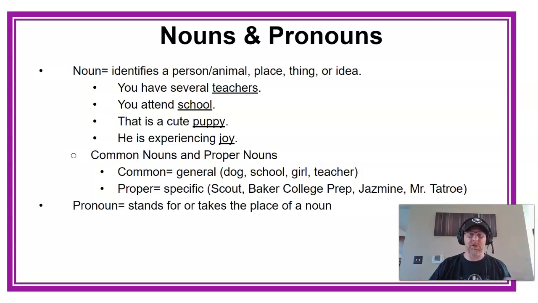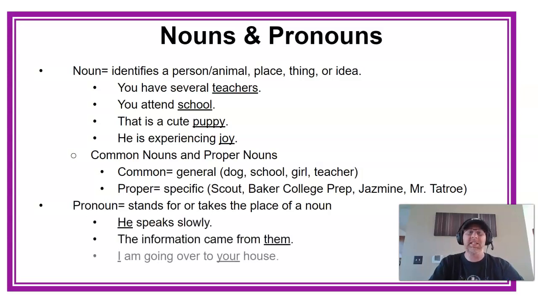You then have pronouns. Pronouns stand for or take the place of nouns. Okay, again, this is something that should be very common to you, but like he speaks slowly, you could say the teacher speaks slowly, and then he is replacing the teacher. Or the information came from them, you could say the information came from the 3 girls. Okay, and them replaces 3 girls.